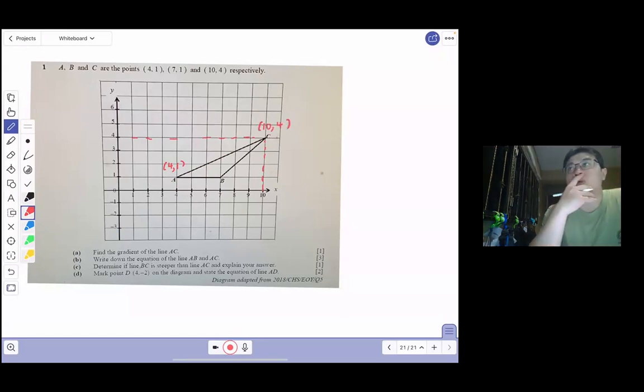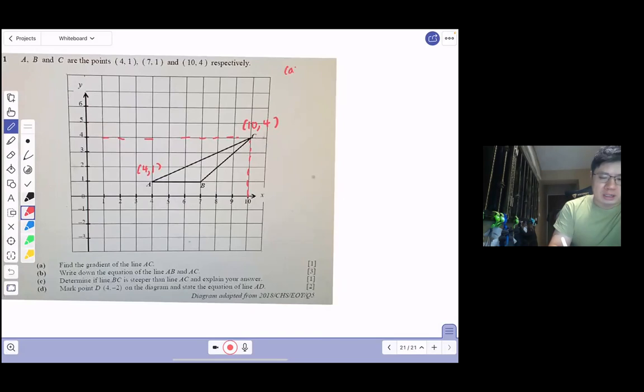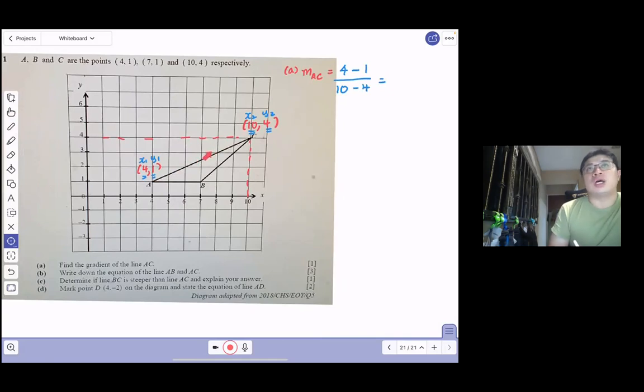So there are a lot of things that you can do. You can use rise over run, or you can use (y2 minus y1) over (x2 minus x1). Using the formula for part A, when you are asked to find the gradient of AC, just take one of the points. If this one is my x1, this will be my y1. This is x2, this will be my y2. So y2 will be 4, y1 will be 1, x2 will be 10, x1 will be 4. Now you can see that the line is upward sloping. Therefore, the gradient should be positive.